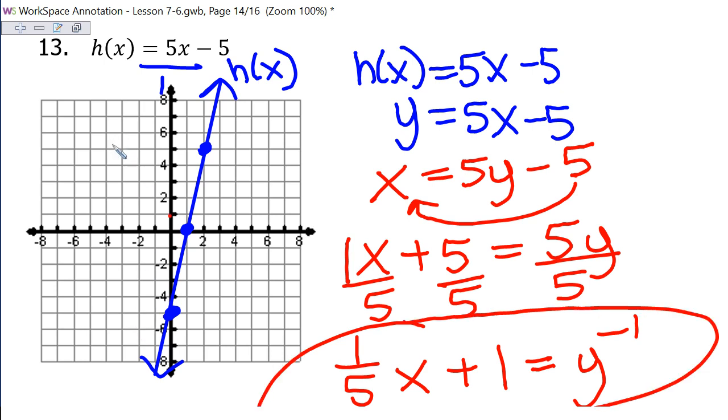If my slope is 1/5, which way do I go? Up 1, right 5, down 1, left 5. And make sure you label this one. This one is h inverse.